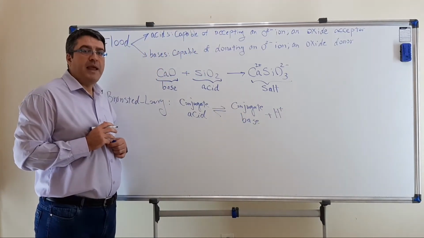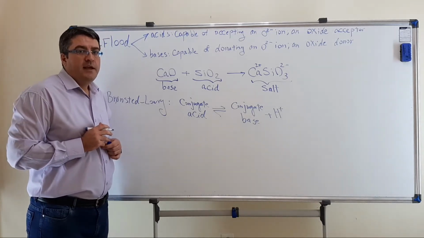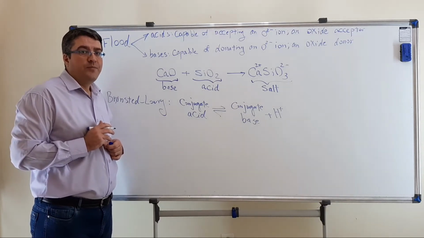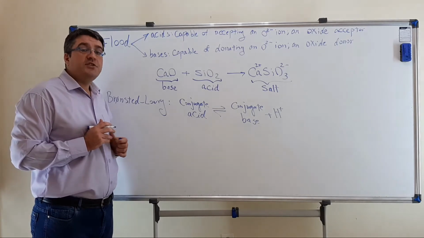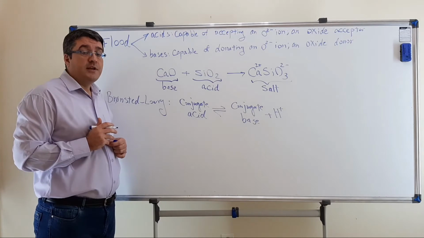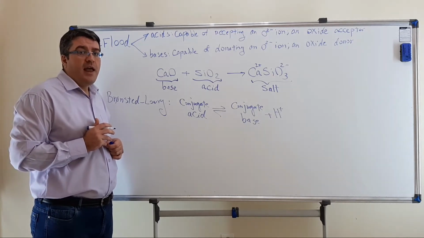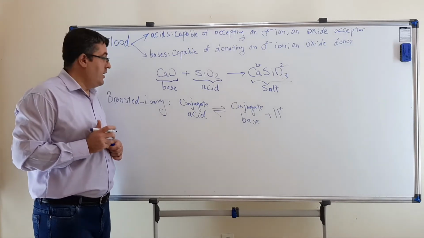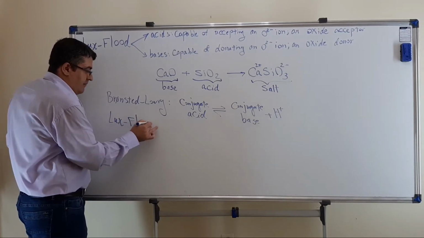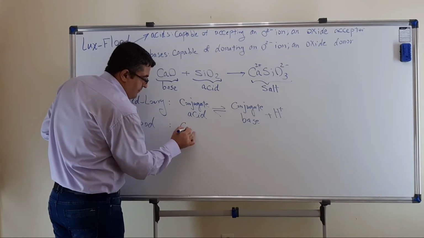On the other hand, based on the Lux-Flood acid-base theory, an acid is an oxide acceptor, a base is an oxide donor, and we can consider conjugate acid-base pairs where a conjugate acid and a conjugate base are converted to each other by adding or removing an oxide ion. So, based on Lux-Flood acid-base theory, we can consider this.